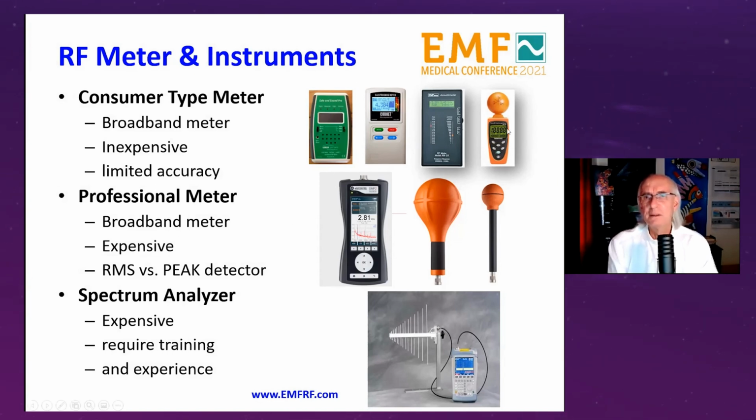The prices range between, let's say, $200 and $400 for these devices. Professional meters, you're in the $10,000 range. They're calibrated. They're expensive. They have different detectors, RMS and peak detectors, which is a whole other story about the FCC compliance measurements because they're using an RMS detector, which always gives way lower levels than a peak detector. And a spectrum analyzer is the tool for analyzing radio frequencies. So if you have the budget, you're talking about tens of thousands of dollars, but that gives you the most information.